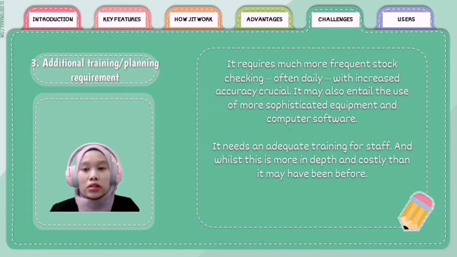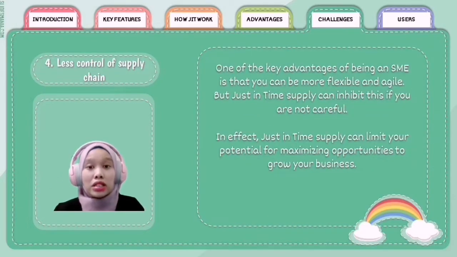So, for the fourth one, the challenge of using JIT is that you will have less control of the supply chain. One of the key advantages of being an SME is that you can be more flexible and agile, but just-in-time supply can inhibit this if you are not careful.